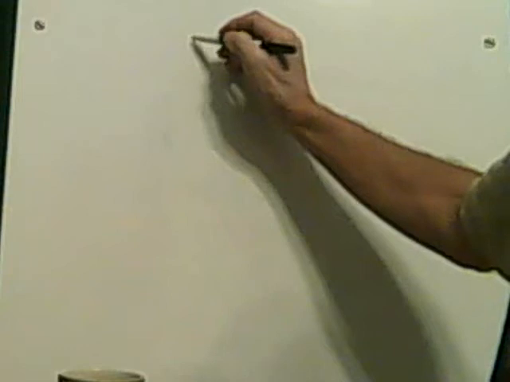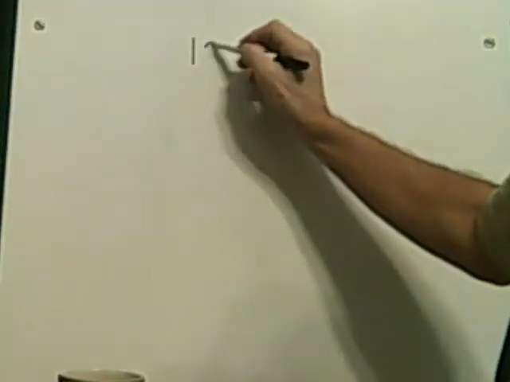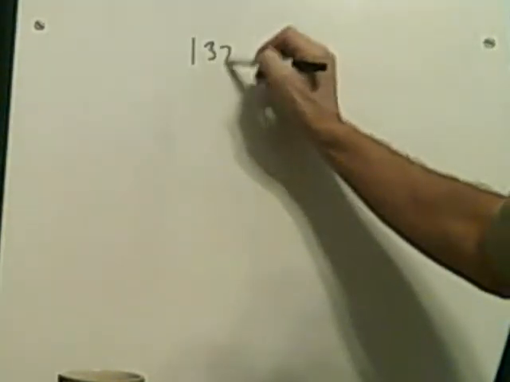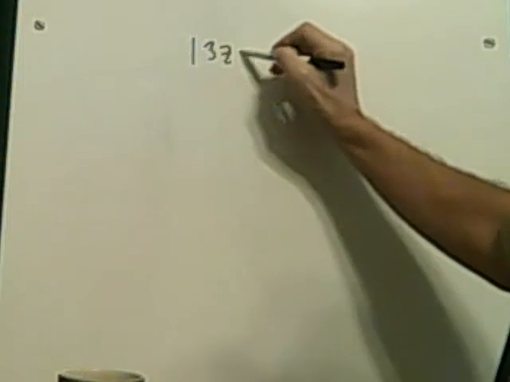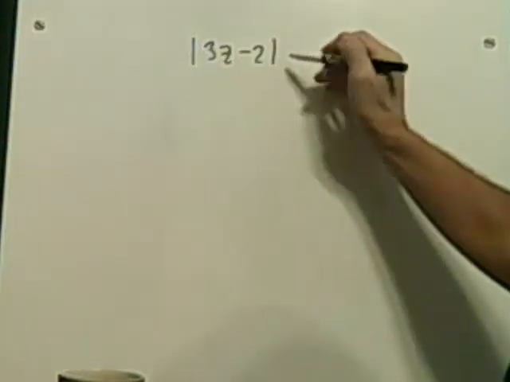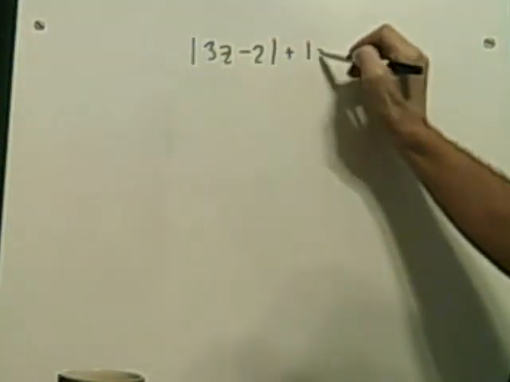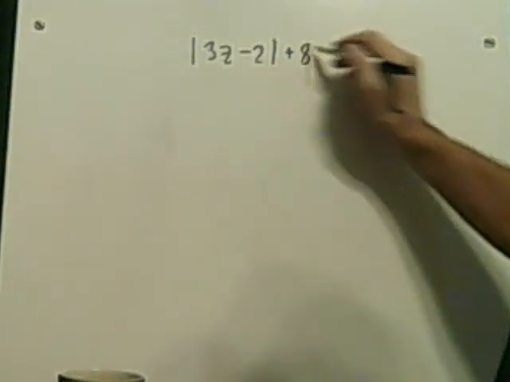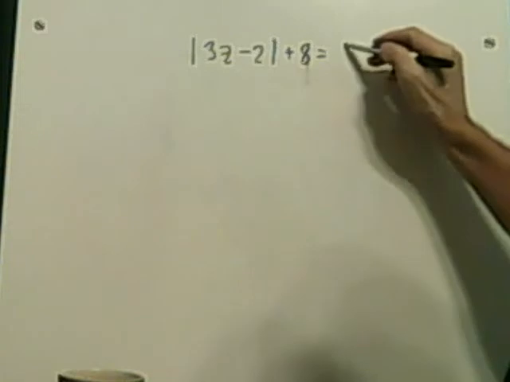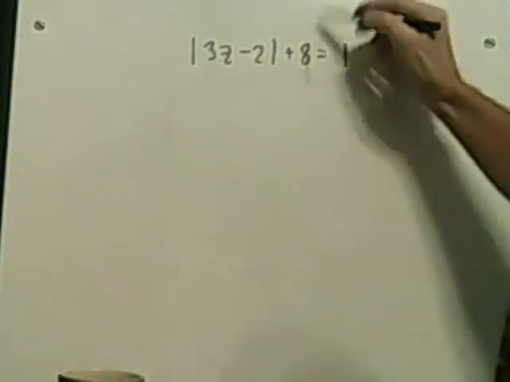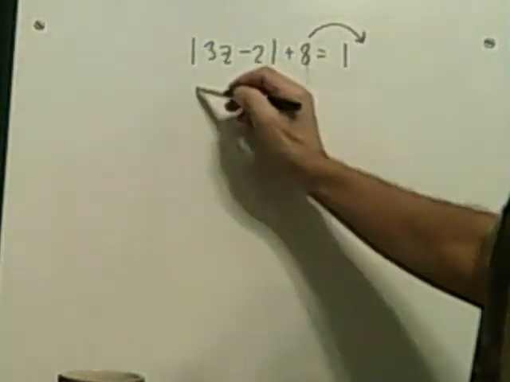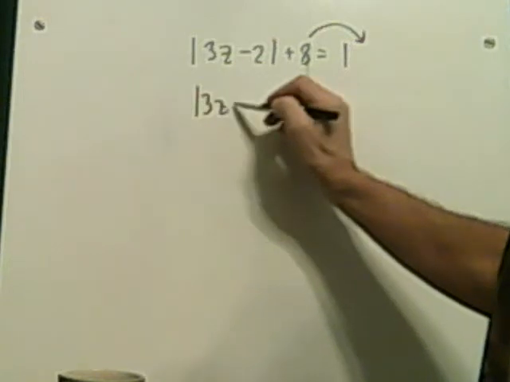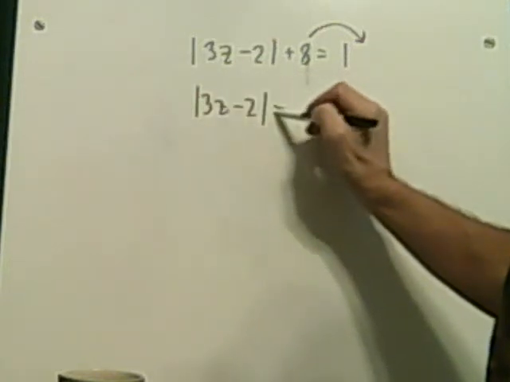Now let's try this one. The absolute value of 3z minus 2, plus 1, plus 8 equals 1. Now we can move the 8 over to the other side, and we'll get the absolute value of 3z minus 2 is equal to -7.